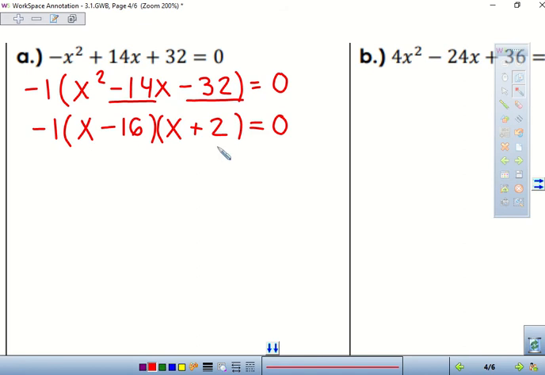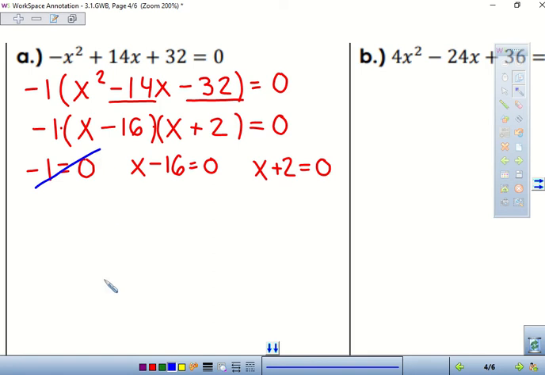Yes. So now we can set each of these three factors equal to 0. So negative 1 equals 0, x minus 16 equals 0, and x plus 2 equals 0. The first solution is going to get rejected because this doesn't even make any sense, right? So you reject that one.